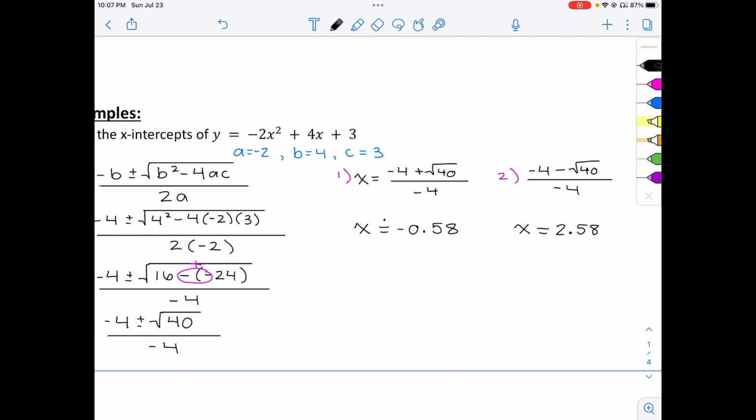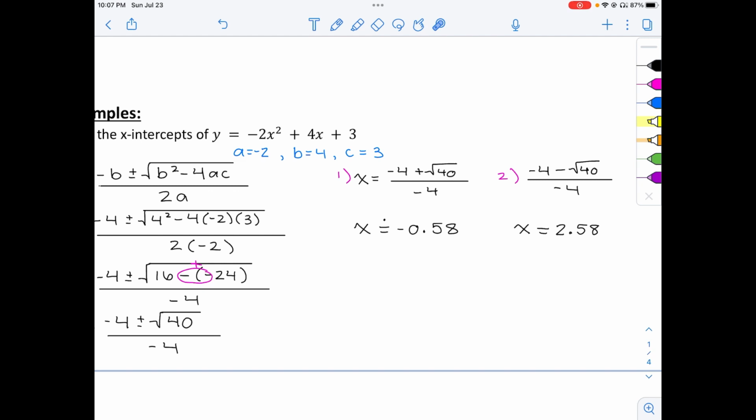2.58. Something I will say also, on your calculator when you're typing this in, make sure you do negative 4 plus square root of 40 equals, and then divide by negative 4, because another common mistake I see is within the calculation. Some calculators, if you type it in without clicking equals after the root 40, will do negative 4 plus root 40 over 4, which we don't want.